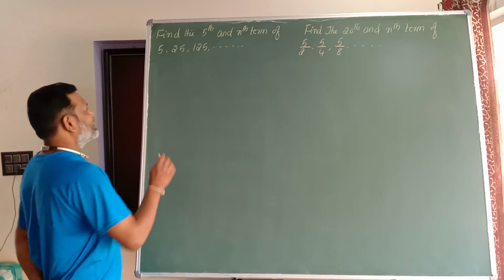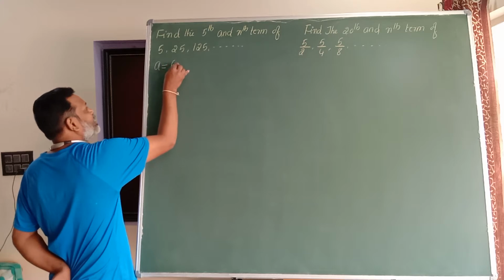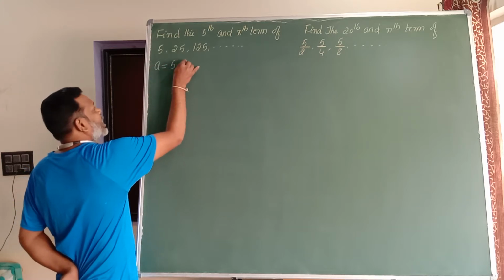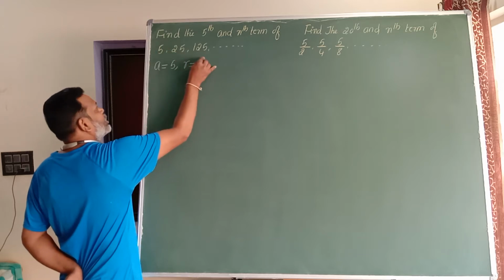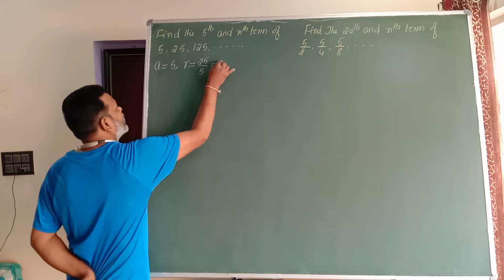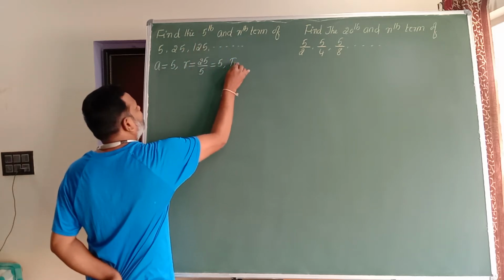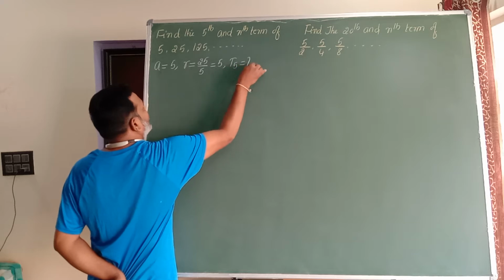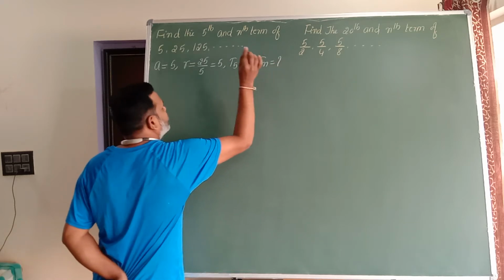Okay, look here. First write down A. What is A here? A is equal to 5. That is the first term. We have to write the common ratio R, given by T2 by T1, 25 divided by 5, that is equal to 5. We wish to find out the fifth term, nothing but T5, is question mark, and the nth term Tn is question mark.